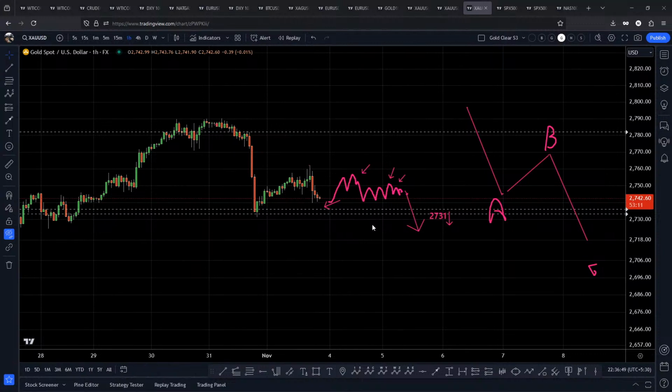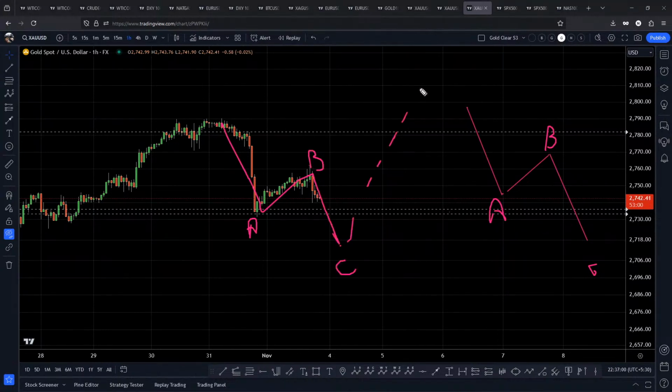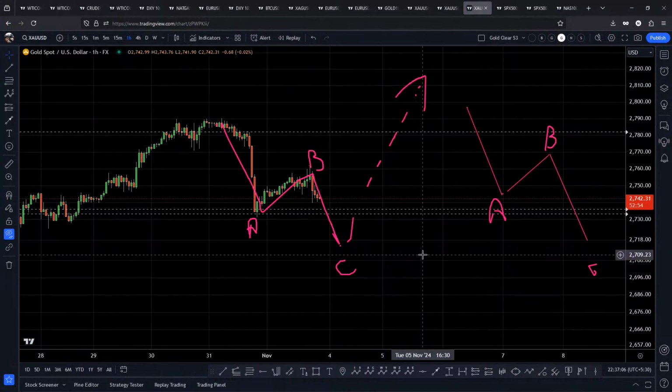The better strategy here will be to wait and watch for this C leg, if it happens as expected, to complete. And once the C leg is complete, we can then look for the upward movement to resume, and that will be in alignment with our higher time frame analysis and higher time frame counts.